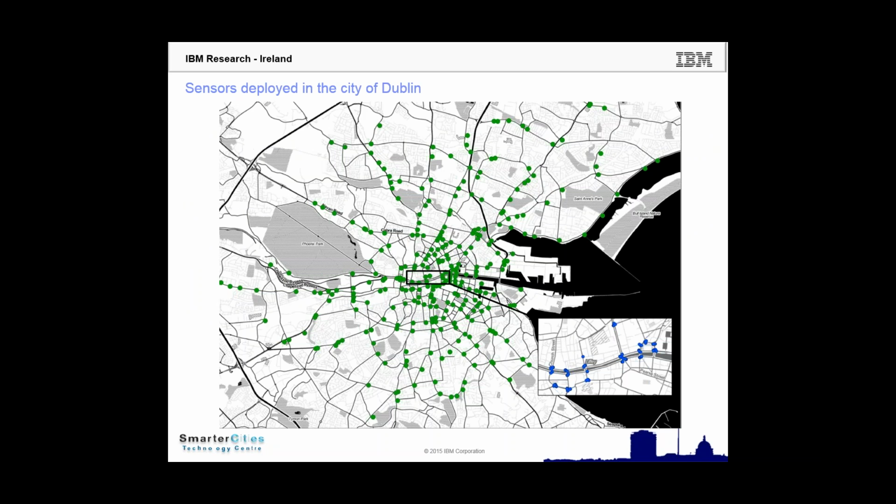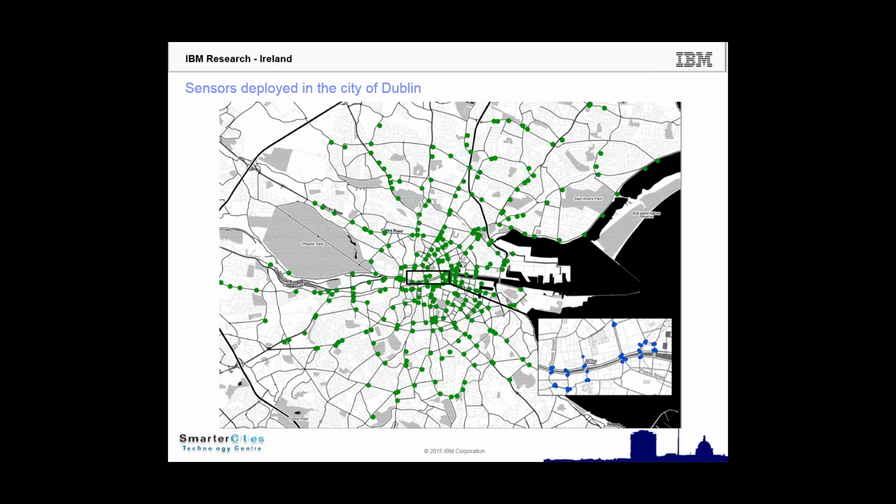So this is a picture of the traffic monitoring system over the whole city. As you can see, the sensors are pretty spread out over the city and they are located at the major intersections of the city. Of course, the city center is the area where we have more intersections that are monitored.